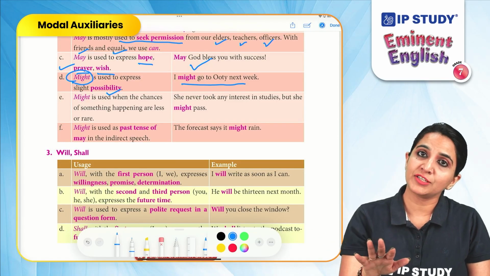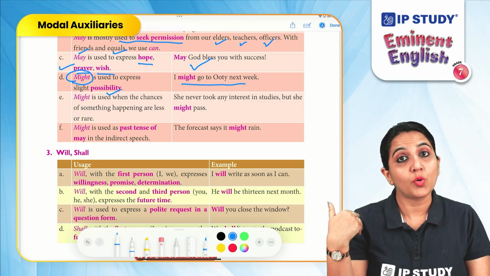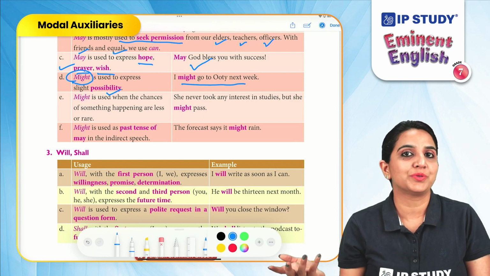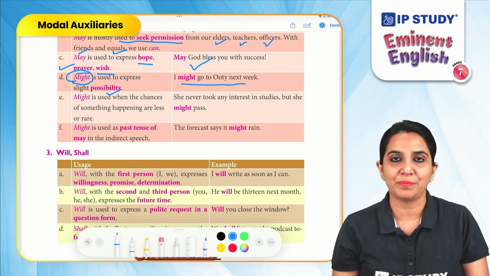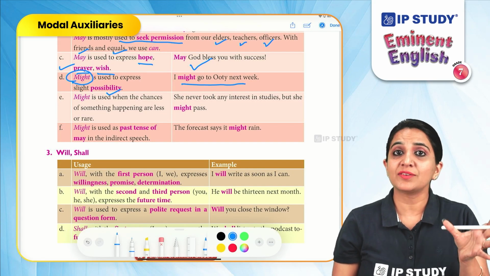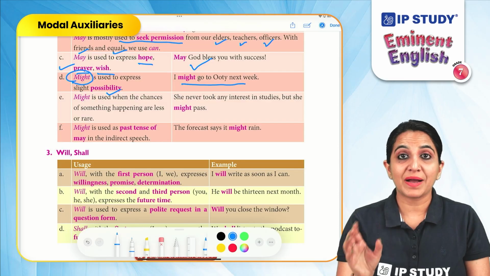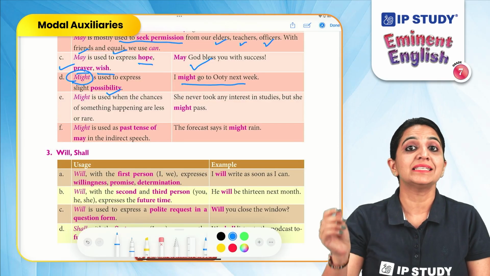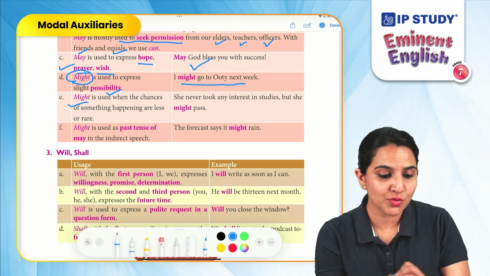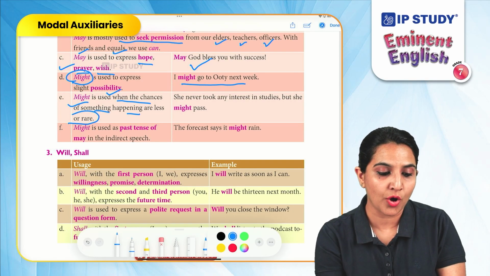That means I might go and I might not go. But when we are sure that we are going to visit Ooty next week, then we say we may go to Ooty for a family trip next week. So that is the difference between may and might. May is also used for a possibility that may arise, but might is used when the possibility is slightest. Alright? Next, might is also used when the chances of something happening are less or rare.